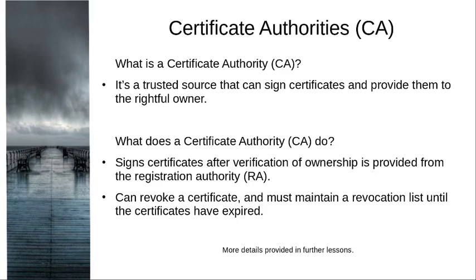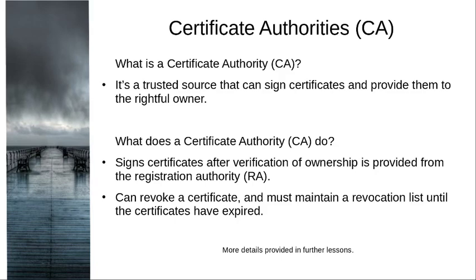So what does a certificate authority actually do? Well, the first thing it does is it tends to sign certificates, but only after they've been verified, so that way the correct owner has been confirmed as the one providing that certificate to be signed. And that's obviously done through the registration authority that we've just discussed. The second thing that a certificate authority can do is they can revoke a certificate. And when they do that, the certificate must then remain on their revocation list until the certificate's original expiration date has passed.